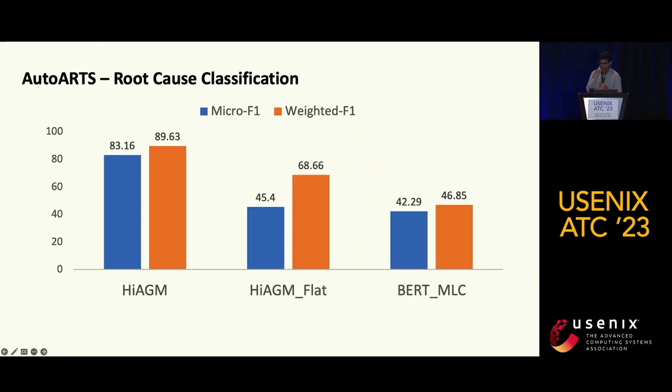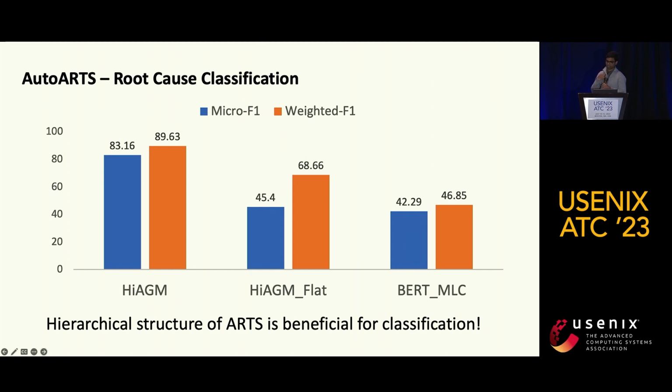For the root cause classification task, our model, HiAGM, which leverages the hierarchical structure of the taxonomy, achieves a weighted F1 score of 89.63, while HiAGM flat, on the other hand, uses a flattened version of the taxonomy where it's just a list of opaque labels, and we notice a drastic drop in the F1 scores. This experiment clearly shows us the benefits of having a hierarchical structure to a taxonomy for root cause classification. And BERT MLC uses a fine-tuned BERT model as opposed to using our custom text encoder that we built with respect to tags.